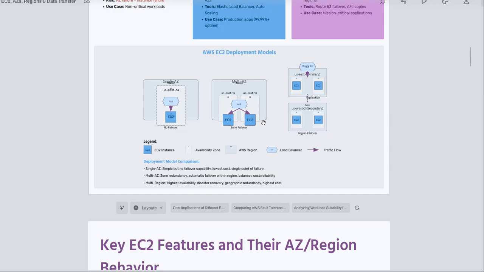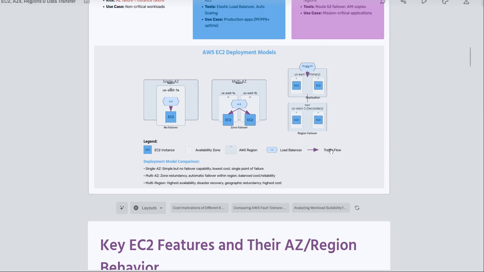The second option is a single region with multiple availability zones, with zone failover, right? You get multi-availability zone redundancy, data center redundancy, and automatic failover within the region. It's a balance of cost and reliability. You can add a load balancer to distribute across EC2 instances in multiple availability zones. If one of them goes, the other is still available for providing the service.